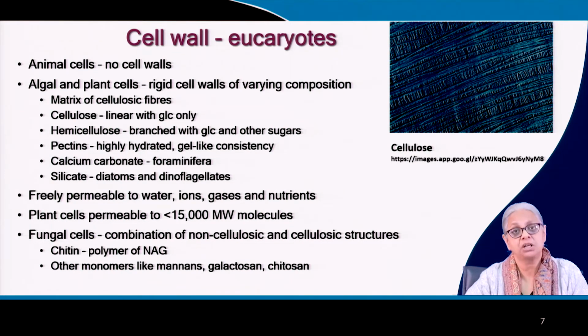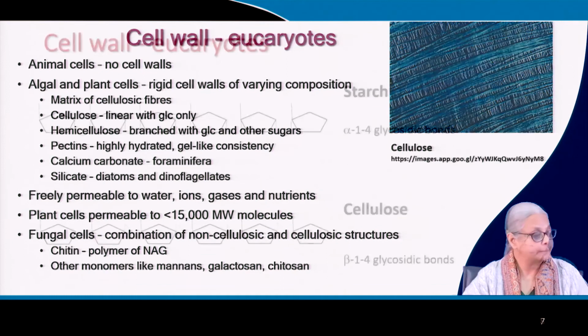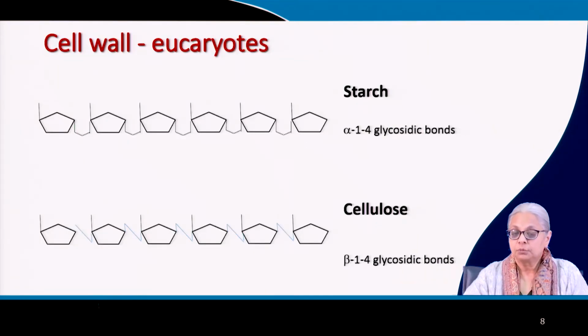And then we come to fungal cells. Fungal cells have a combination of non-cellulosic and cellulosic structures in their cell walls. So we have chitin, a polymer of NAG, and other monomers like mannans, galactosan, chitosan. All these are monomers that can be part of the fungal cells. Then we have cell walls which contain, let me back up here.